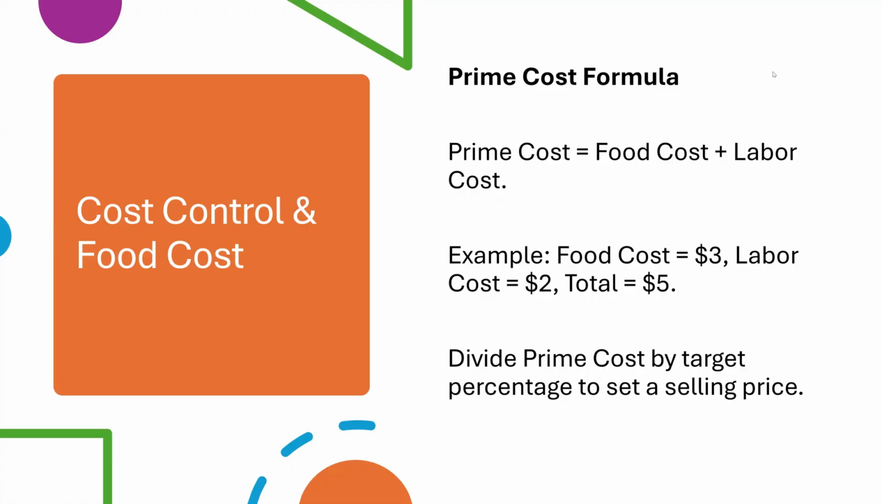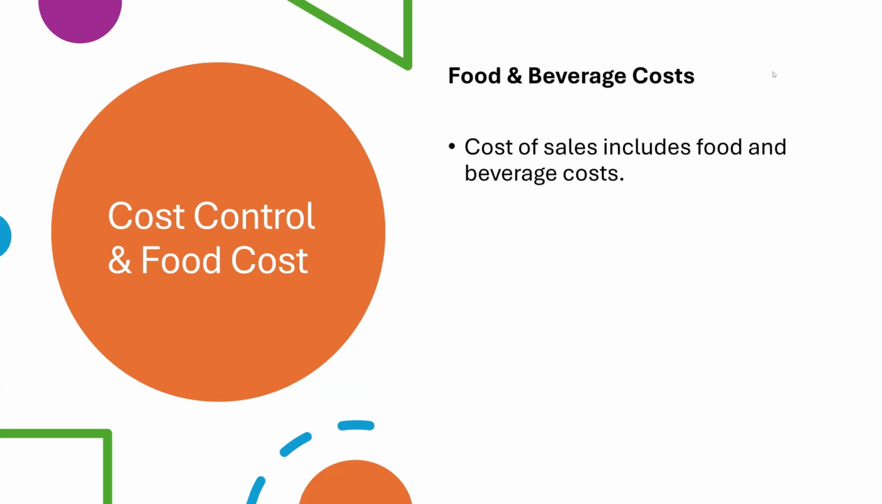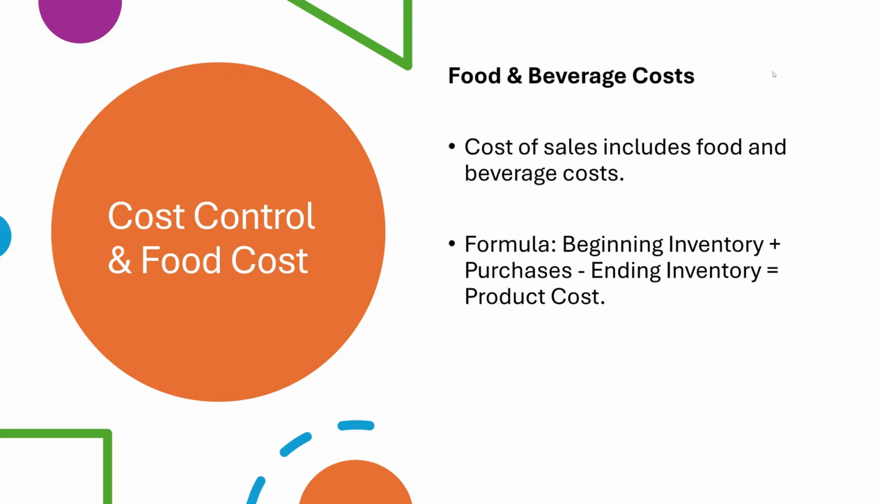And then if you want to take that a step further, you can divide the prime cost by the target percentage that is given to you by upper management to set a selling price that ends up being on the menu. So remember, cost of sales includes food and beverage costs. Another new formula that we'll have to know is inventory.